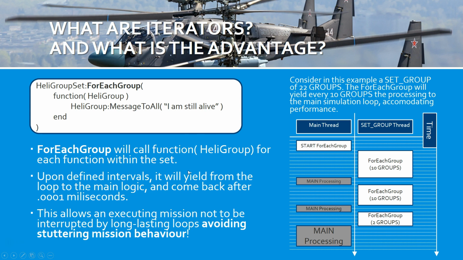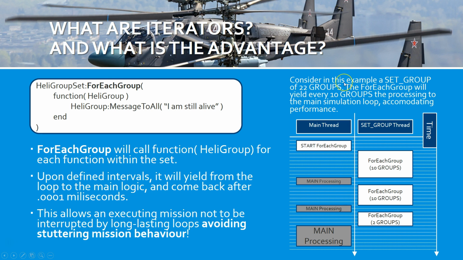Why is an iterator better than normal loops? Because normally during programming you could also do a for do loop. The problem is that when you have sets that are larger, for example like 500 objects in your set, and you're gonna do a for do loop every second, this will slow down your mission significantly and you will get stuttering behavior, meaning your mission execution will stutter. You will find when you fly your helicopter or your plane that every second there is kind of a halt in the execution of the mission. It doesn't run smooth anymore.